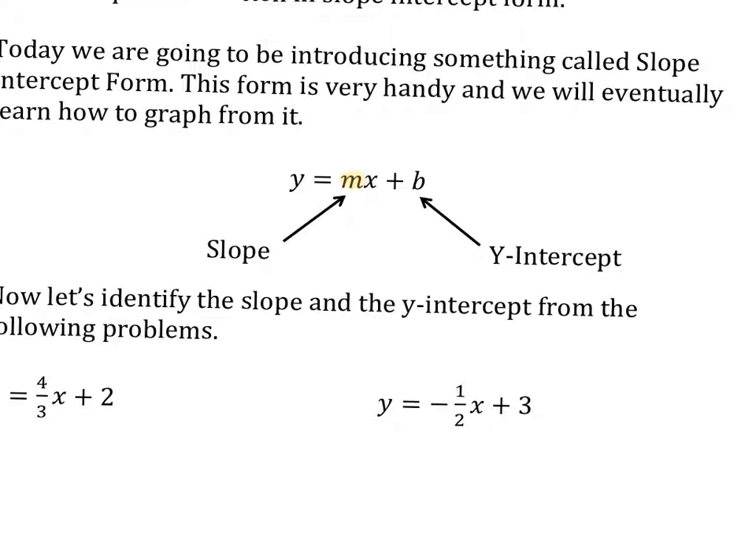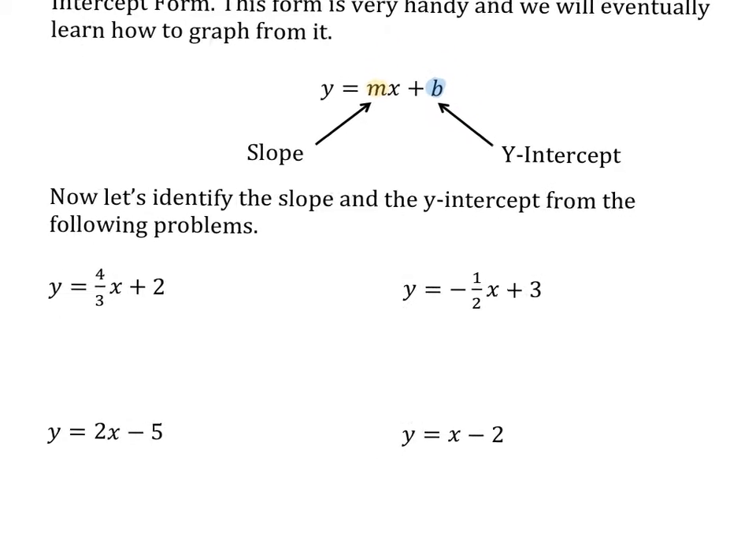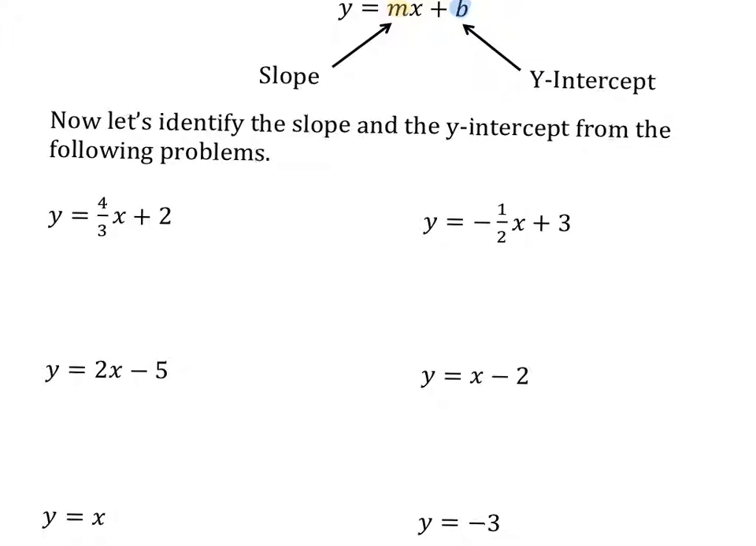B represents the y-intercept, and we'll talk more about what that means on a graph when we get into graphing from this type of equation. But for today, we know that b will represent the y-intercept in an equation. Now, let's identify the slope and y-intercept from the following problems.